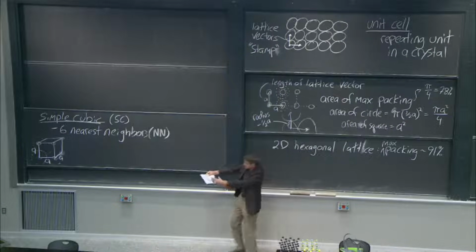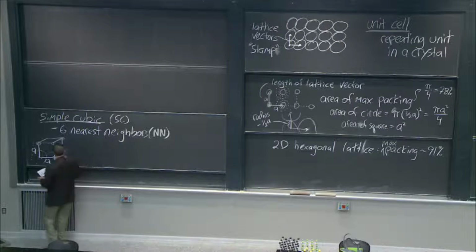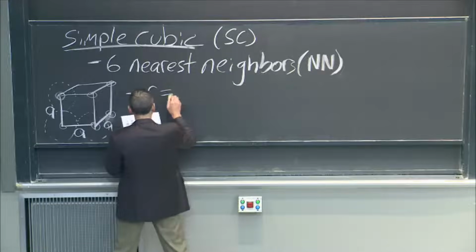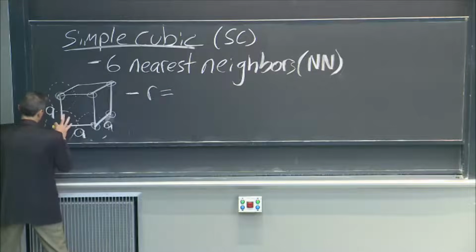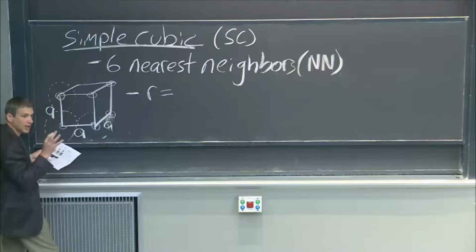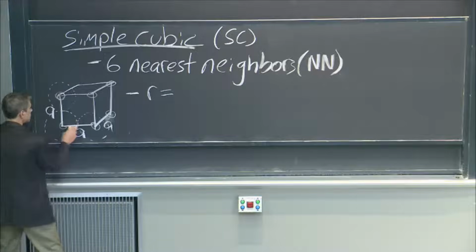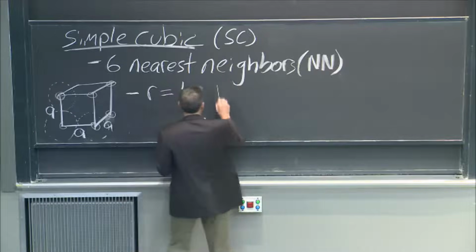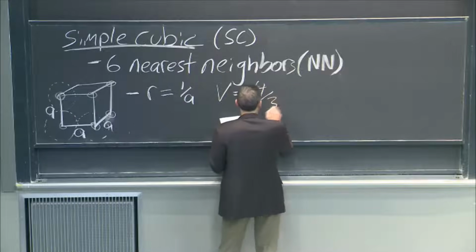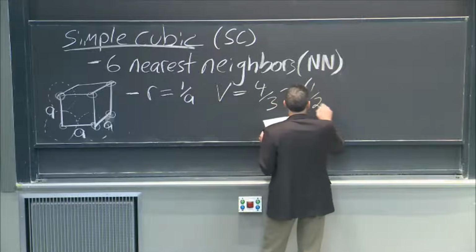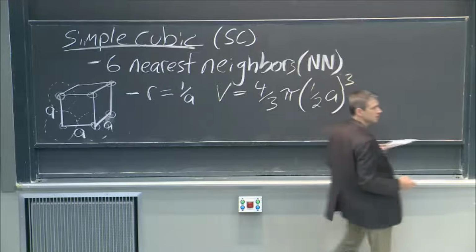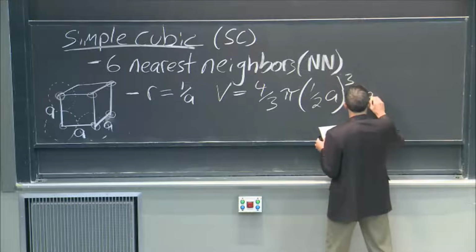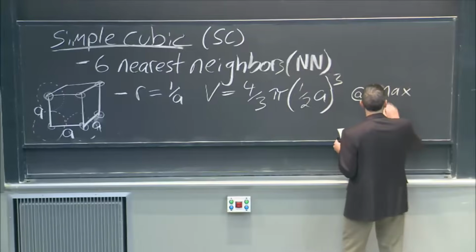When I've grown out the sphere, the radius of that sphere is r equals... Okay, I have 4/3 pi r cubed, but that doesn't matter yet. Don't do volume. Think about the radius. The radius is just going to be half the lattice constant, so r is a half a. Volume is 4/3 pi (a/2) cubed. Now, this is important. That is at the max packing.